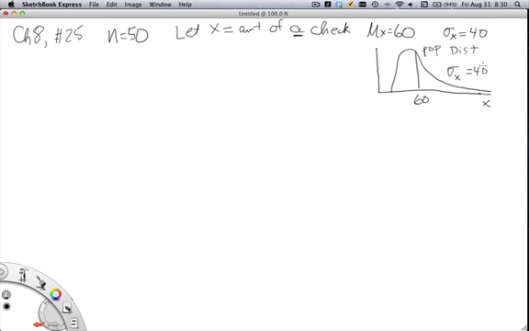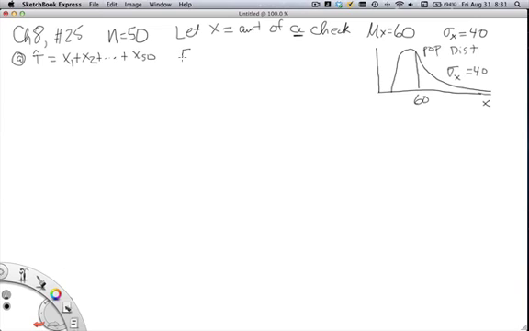Part A, find the mean and standard deviation for the total of all 50 checks. So let's make a new variable. I'm going to call it t hat, which is equal to the total of all these checks. So in other words, how much money do we put in the bank tonight? So it's going to be the amount of check 1 plus the amount of check 2 plus all the way through the amount of check number 50. And we're asked to find the mean and the standard deviation of this total.